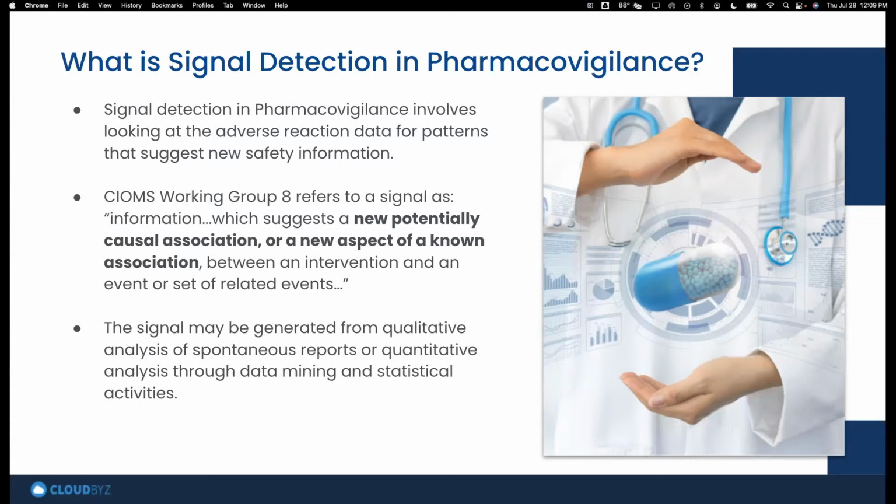So maybe it was happening to 1 in every 1,000 patients, but now it's happening to 10 in every 1,000 patients, right? So that's a 10x increase. So we should be looking at that and seeing what's going on.